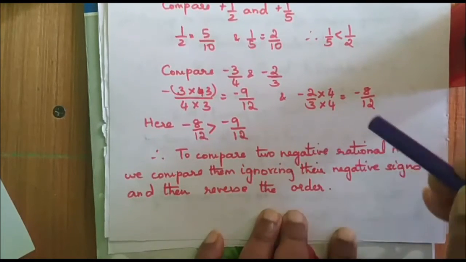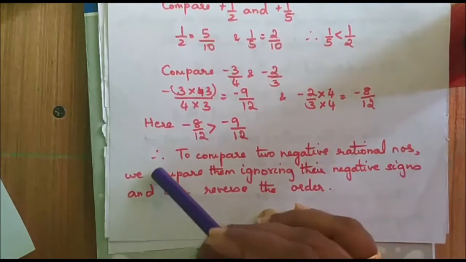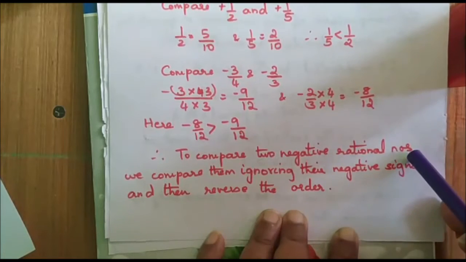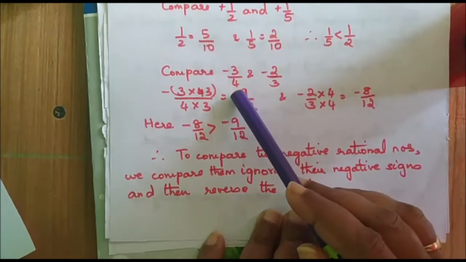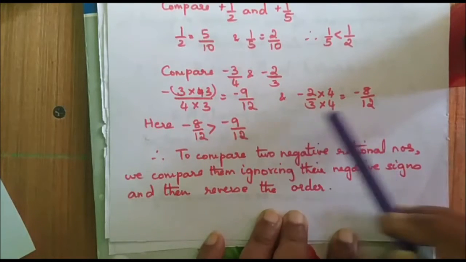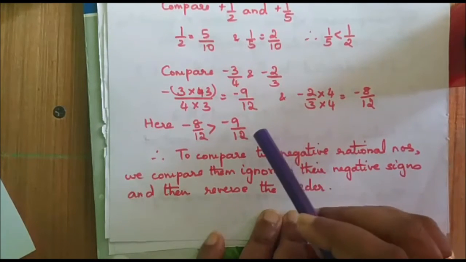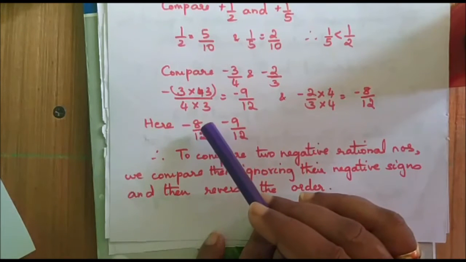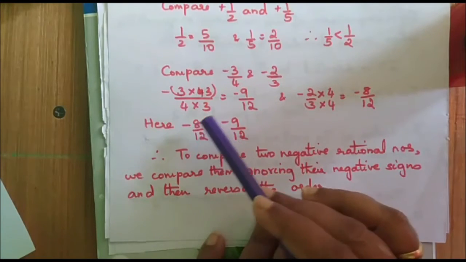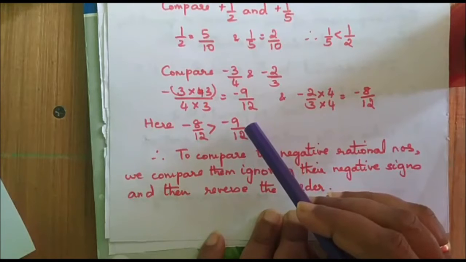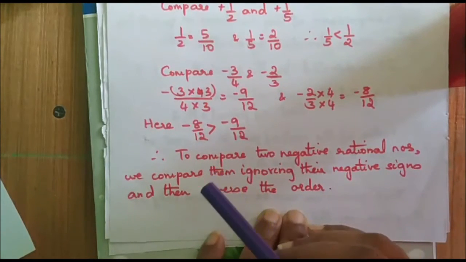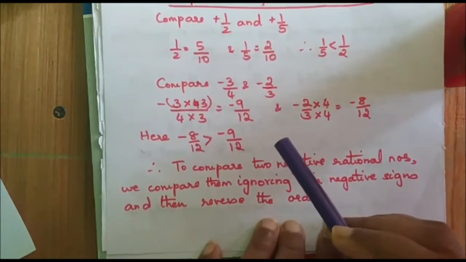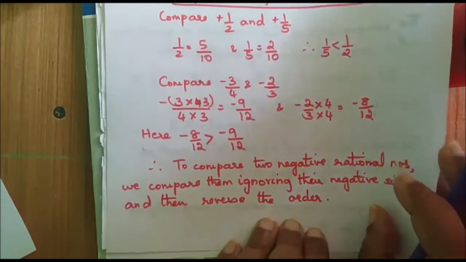To compare two negative rational numbers, we compare them ignoring their negative signs and then reverse the order. We will ignore their negative signs and we will compare them. Now, what do you mean by reverse the order? In your positive numbers, 8 is less than 9. But in the case of negative numbers, minus 8 is greater than minus 9. I hope it's just the reverse. Okay. I hope you understood how we compare rational numbers.